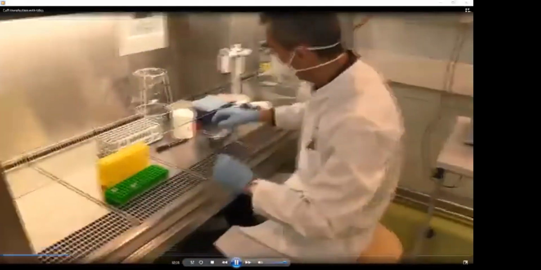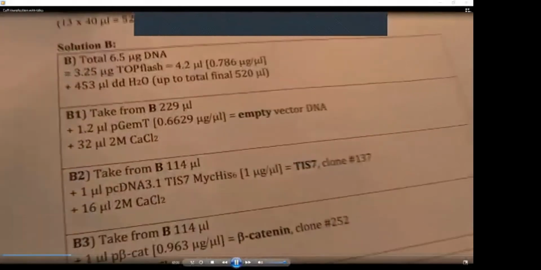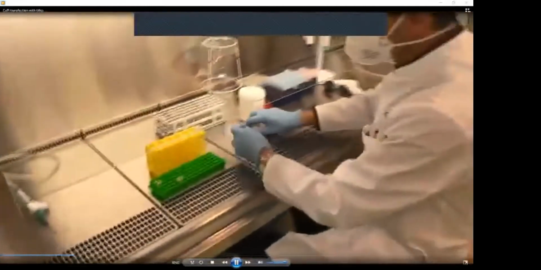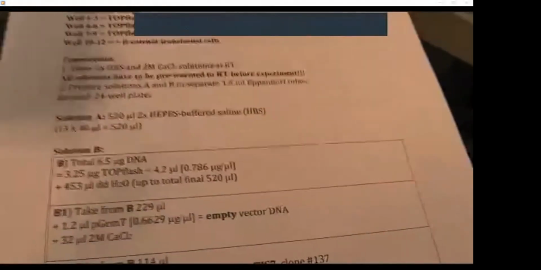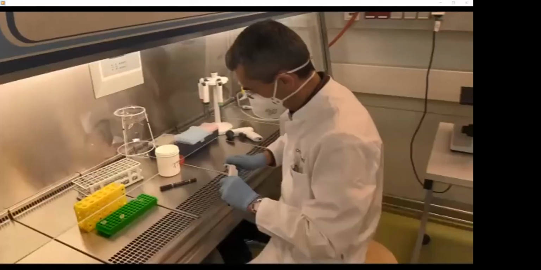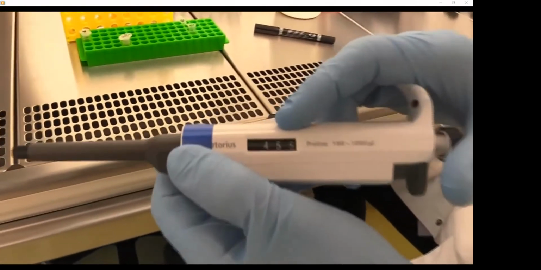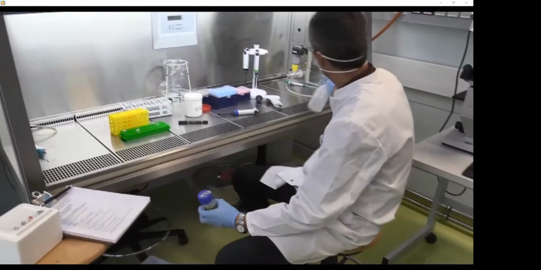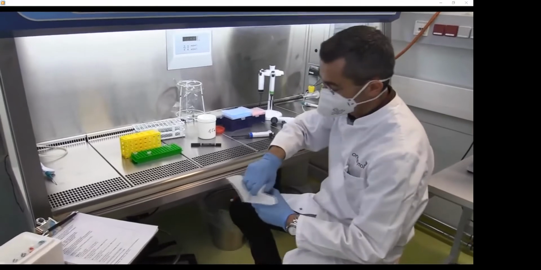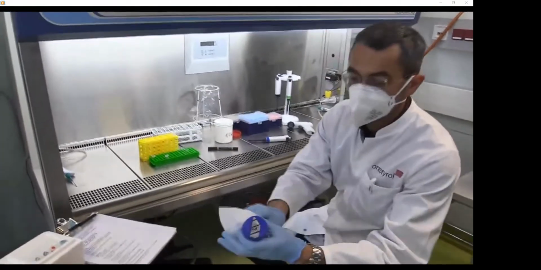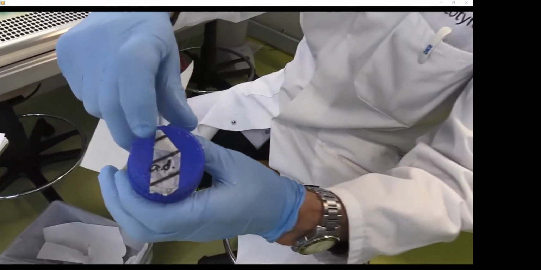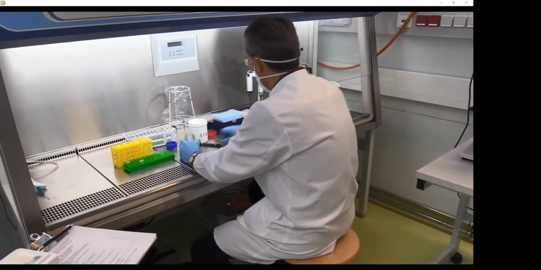Then the second part of the protocol is the solution B. And the solution B contains basically your DNA samples mixed with calcium chloride in distilled water. So this is double distilled water, which is autoclaved, sterile for the work with tissue cultures. Here we need 556 microliters because it will be at the end A and B 1:1, but what we need is water plus calcium chloride and DNA, so that gives us this 520 altogether.